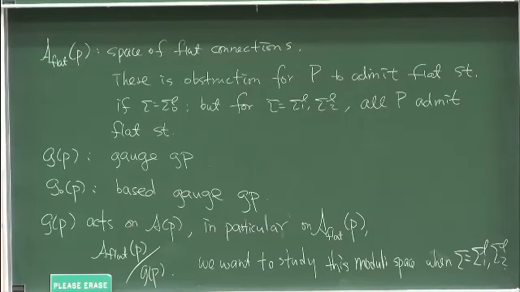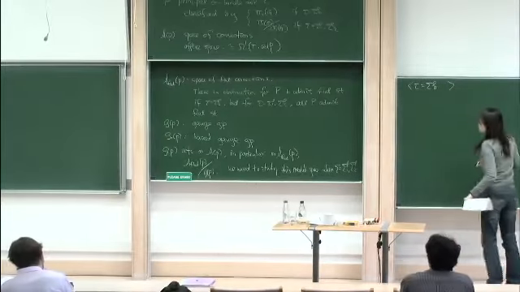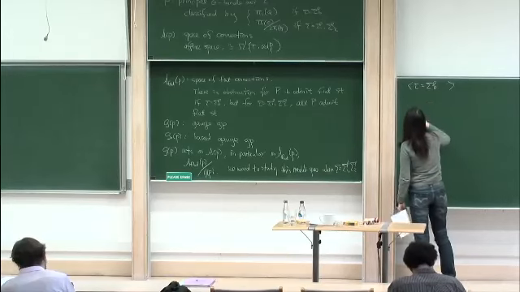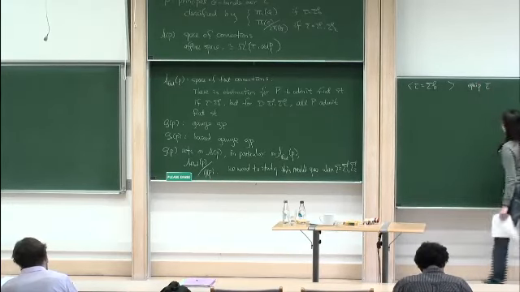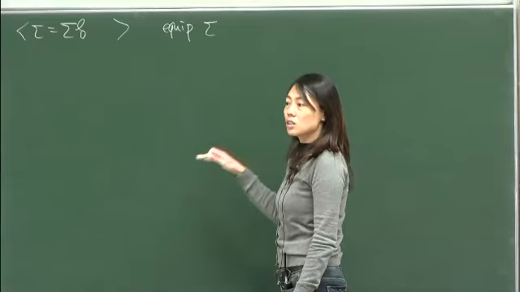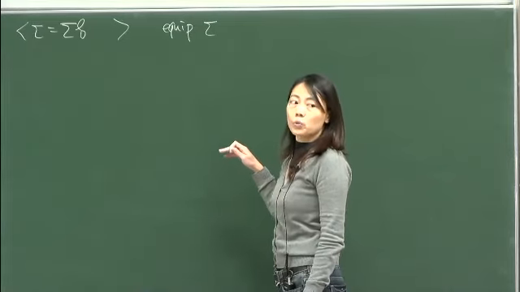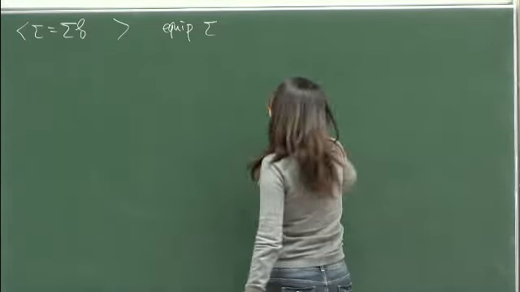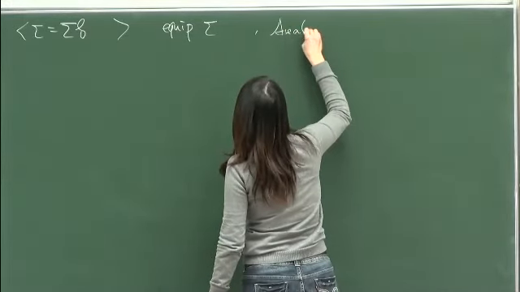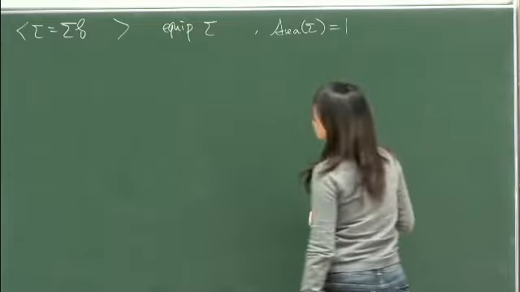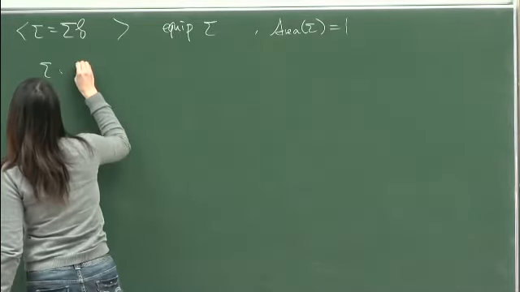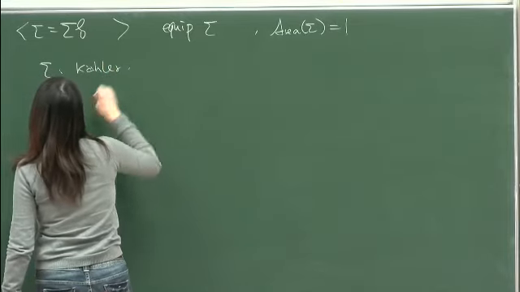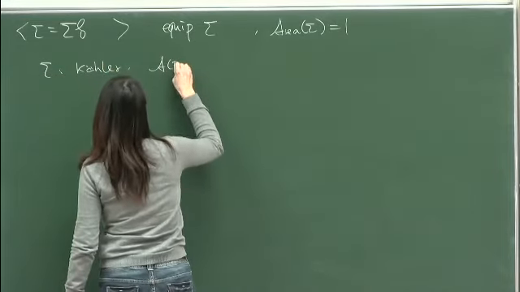So first, sigma is orientable. This is Atiyah Bott's work. We equip sigma with a canonical metric in the sense that its curvature is constant, and we normalize it such that the area is equal to 1. And so our sigma now is a Kähler manifold, and A of P is also Kähler.